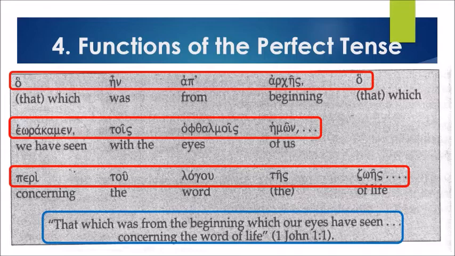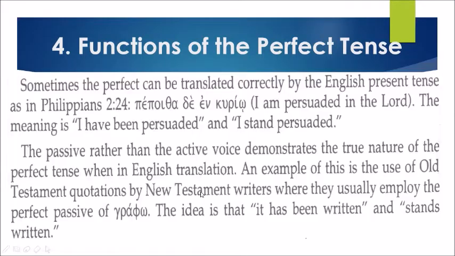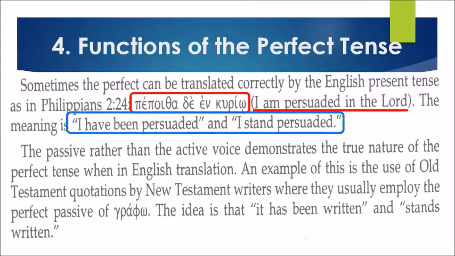So let's read the translation. That which was from the beginning, which our eyes have seen, concerning the word of life, is found in 1 John chapter 1, verse 1. Let's proceed to the other functions. Sometimes the perfect can be translated correctly by the English present tense, as in Philippians 2:24. Let's read all together. Pepoitha de en Kyriō. Pepoitha means I am persuaded in the Lord. The meaning is actually I have been persuaded, or I stand persuaded.